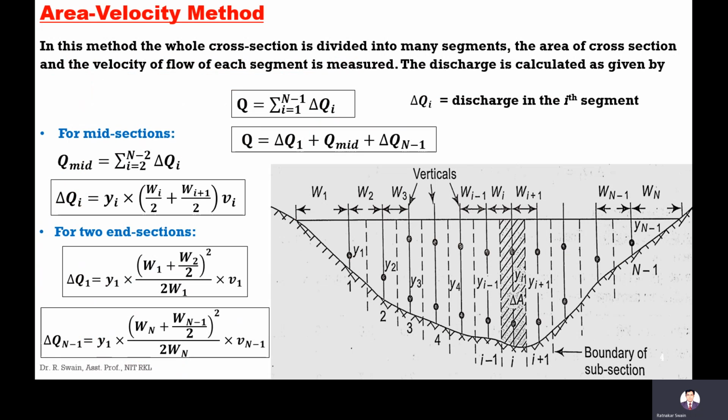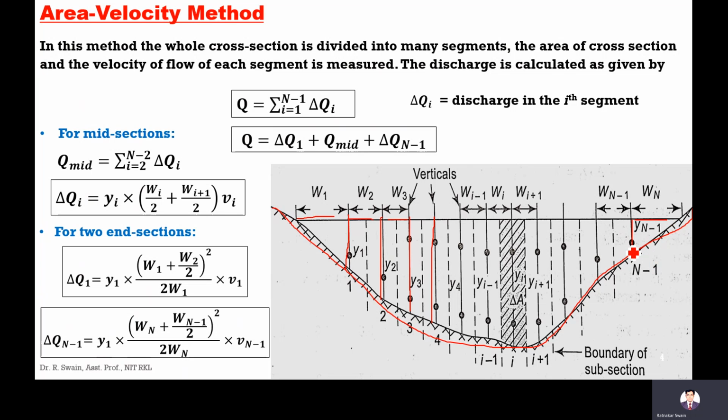First is the area velocity method. In this method, this is the cross section of a river or stream. The whole cross section is divided into many segments. This is one segment, this is one segment, like this we are divided into n-1 segments, which means we will get a total of n number of widths.